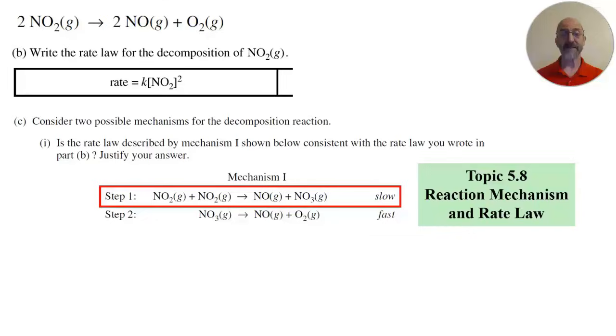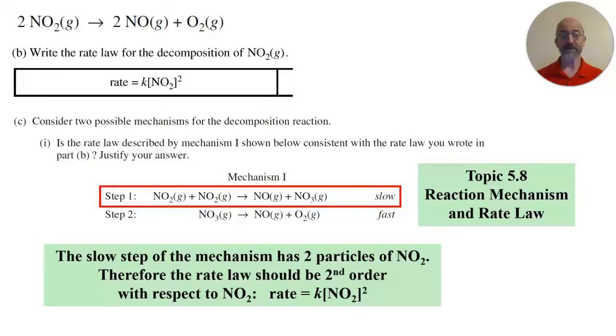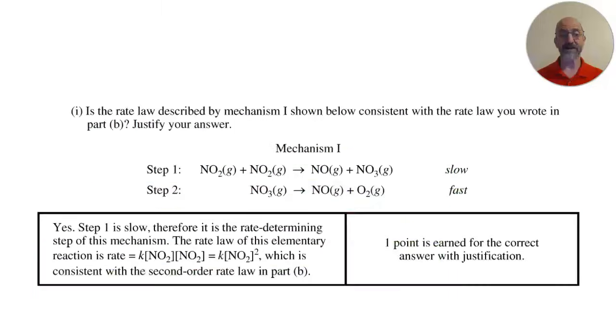So in part C, mechanism 1, we can see that step 1 is the slow step. So the slow step of the mechanism has 2 particles of NO2 as reactants. So therefore, the rate law should be second order with respect to NO2. And so yes, that is consistent with the rate law that was written in Part B. Rate equals the rate constant K times the concentration of NO2 squared. Now, here is the official scoring guidelines answer for Part CI.